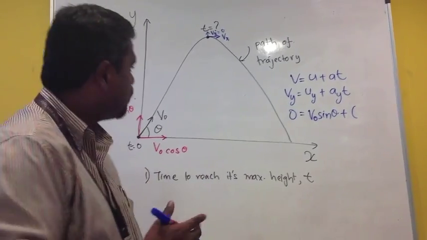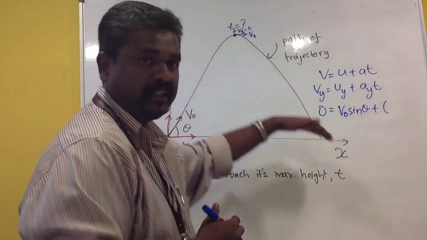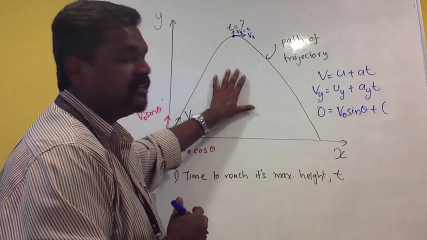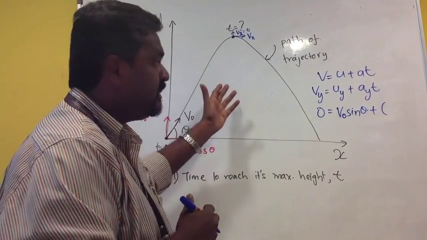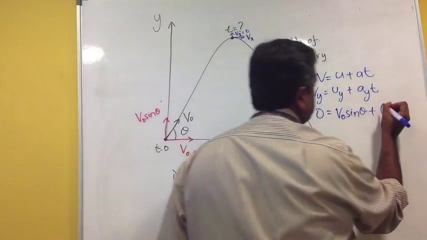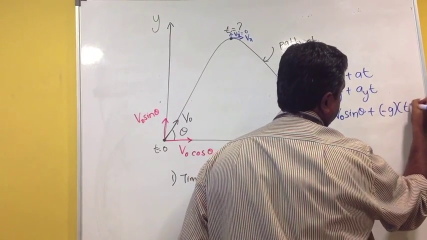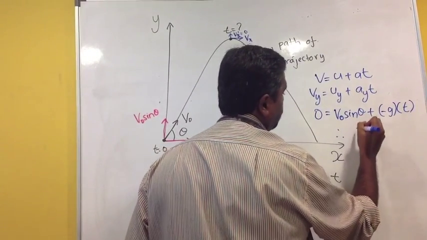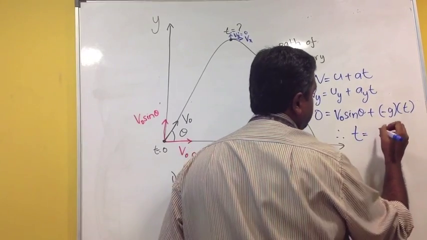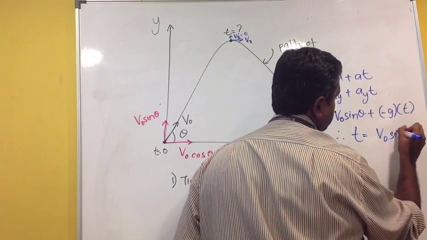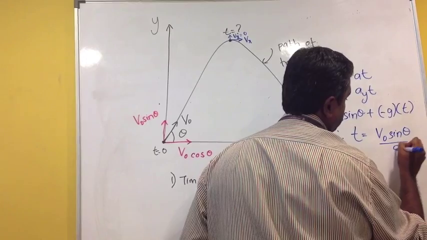Why is this the case? Because this object is undergoing free fall motion, right? The only thing that influences the motion of this object is gravity. So this would be negative g, since the object will decelerate upwards, and this is t. Therefore, you will get your first equation. t equals v0 sin theta over g.